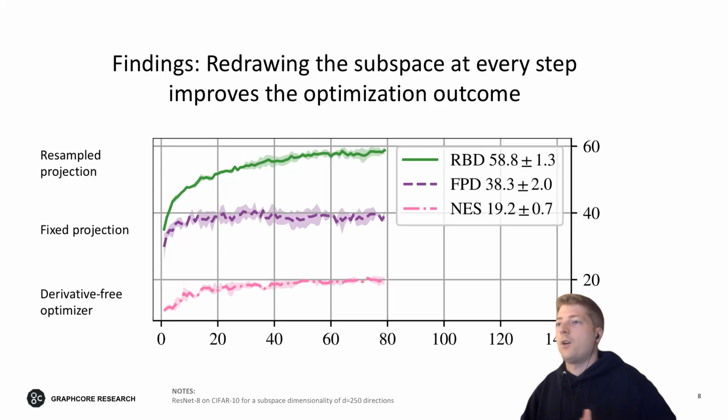And then we have at the top our approach, which resamples the projection at every step. So this gives the optimizer much more freedom to explore. And as a result, you see much better convergence.